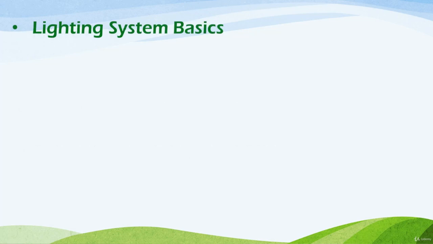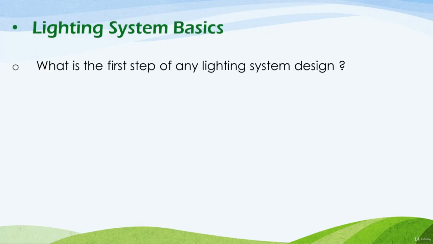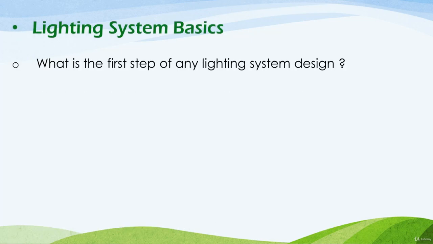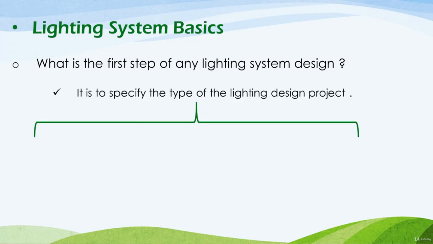So let's go ahead. The first basic question now is, what is the first step of any lighting system design? And here the answer is that when we start any design for any lighting system, we must know firstly what is the nature of the place that we need to make the design for. So we need to specify firstly the type of the place. And for that we have two kinds of places that we need to make the lighting system for.